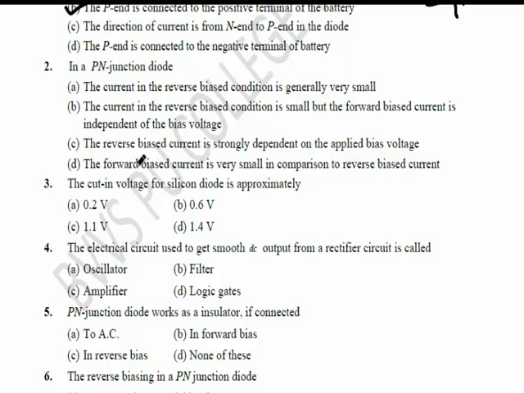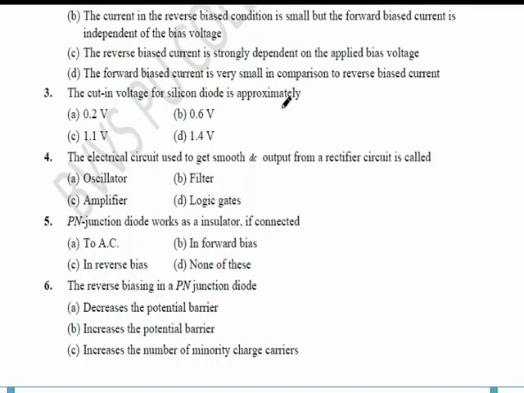So D is also not possible. So the better, correct and suitable answer is A. In reverse bias condition, the current is generally small. So the second one is A. Okay, third one.